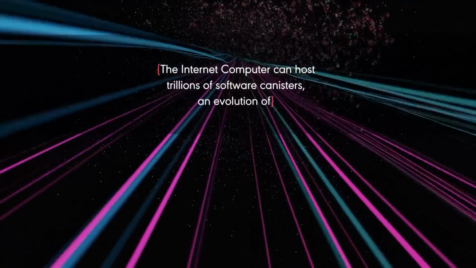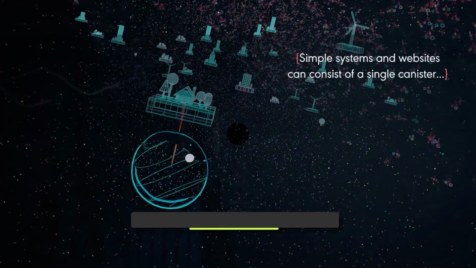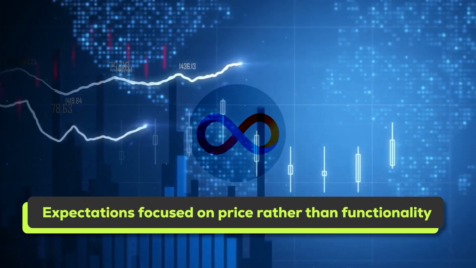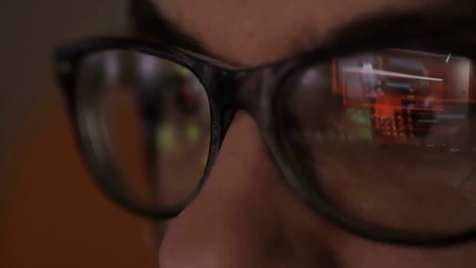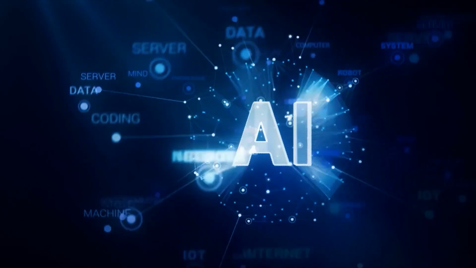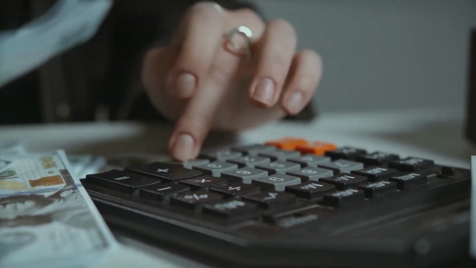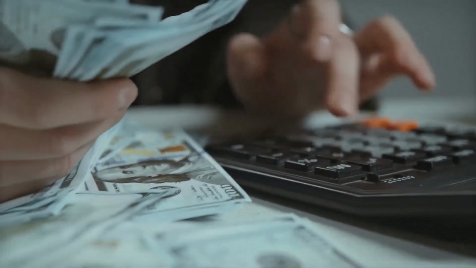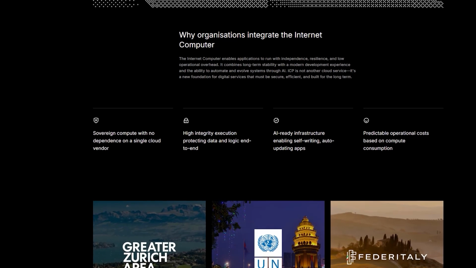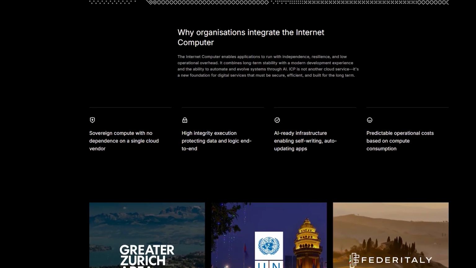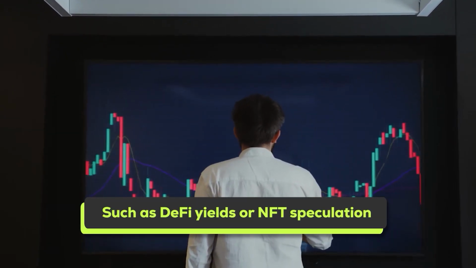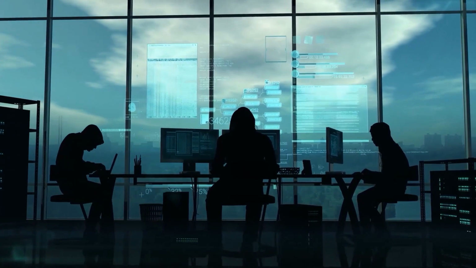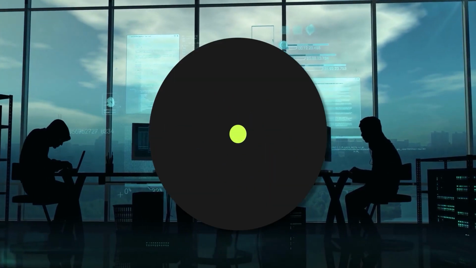Internet Computer launched into a market that was unprepared to evaluate infrastructure complexity. Expectations focused on price rather than functionality. When speculative momentum faded, technical progress continued largely unnoticed. The project's messaging struggled to communicate its value clearly to retail investors. Its use cases did not align neatly with narratives driving prior cycles, such as DeFi yields or NFT speculation. By the time real applications matured, attention had shifted elsewhere.